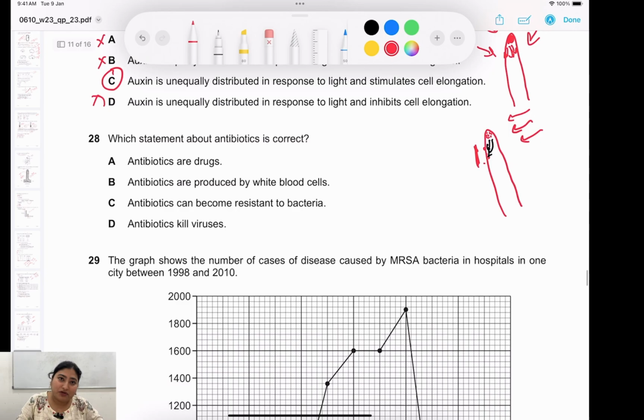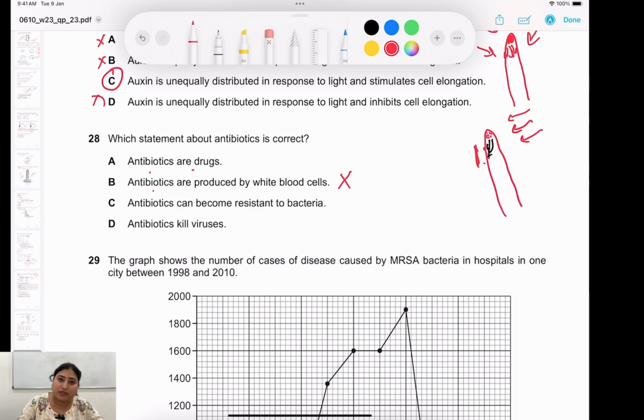Which statement about antibiotics is correct? Okay, let me first go through all the options. Antibiotics are drugs. Antibiotics are produced by white blood cells. Many of you will get confused here because they think antibiotics and antibodies are the same thing. But antibiotics are chemicals and they are not produced by your white blood cells. These antibiotics are produced by bacteria and dominantly by fungi.